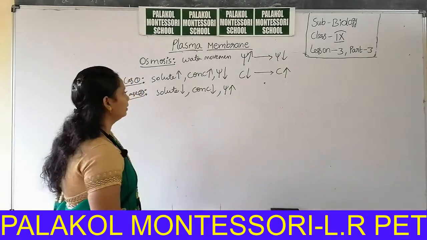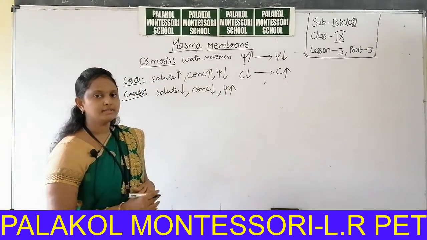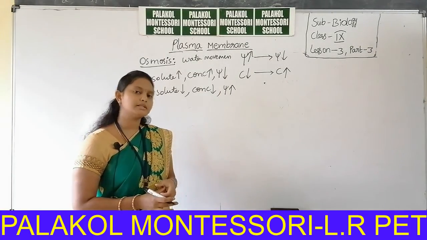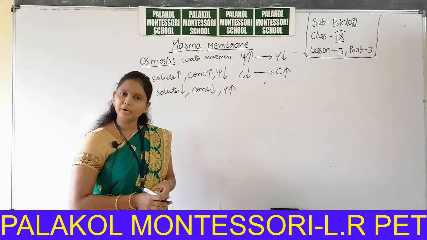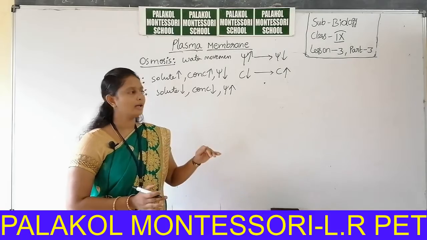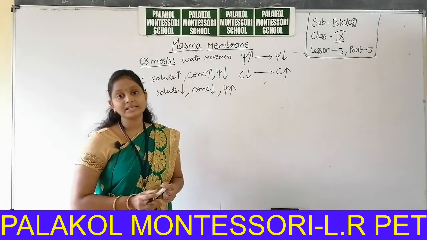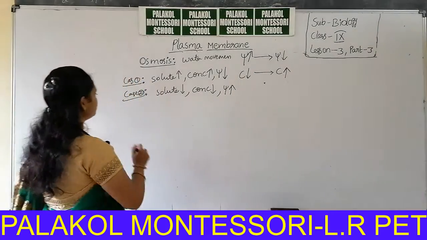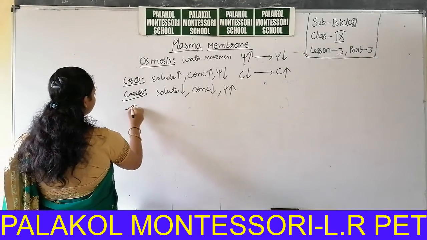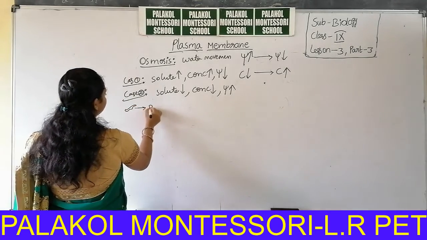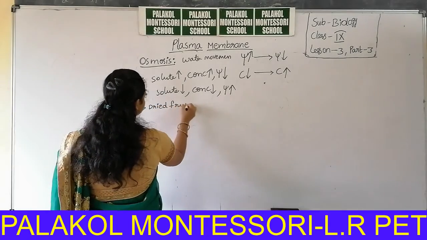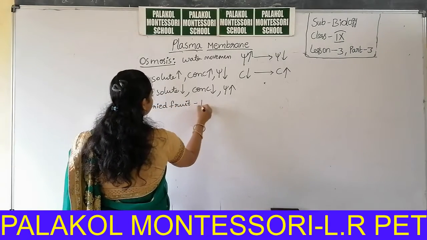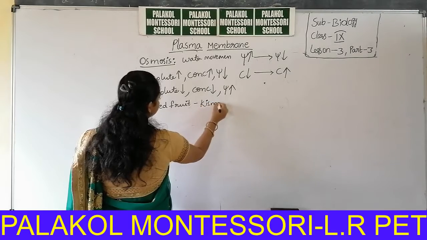Now, in yesterday's class we discussed exosmosis and endosmosis based upon the experiment of potato. Now I would like to explain the Kismis experiment. Kismis is a dried fruit. That is Kismis.